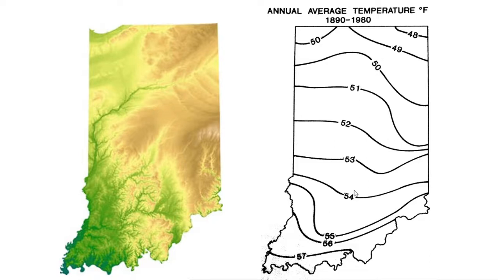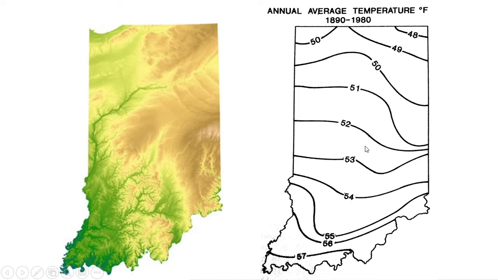The map on the right is an isoline map showcasing temperatures. Each of those temperatures is shown on a particular line. For example, right through here is 51 degrees, and so this is an isotherm line showing all points along this line have an average annual temperature of 51 degrees. This was measured from 1890 to 1980.